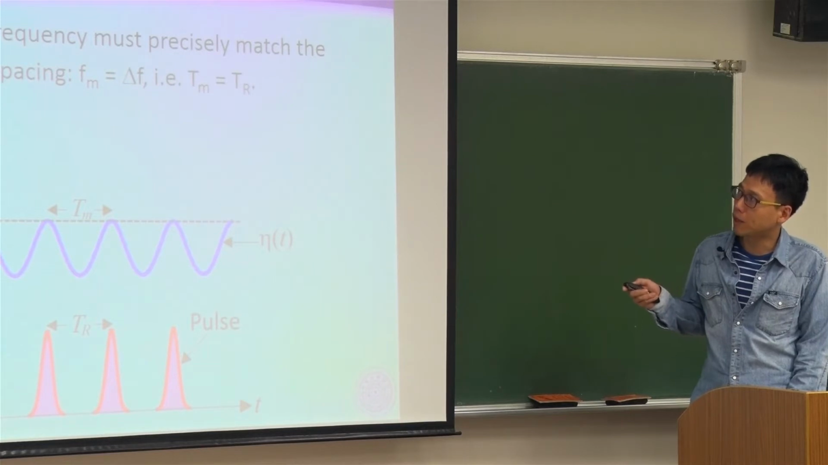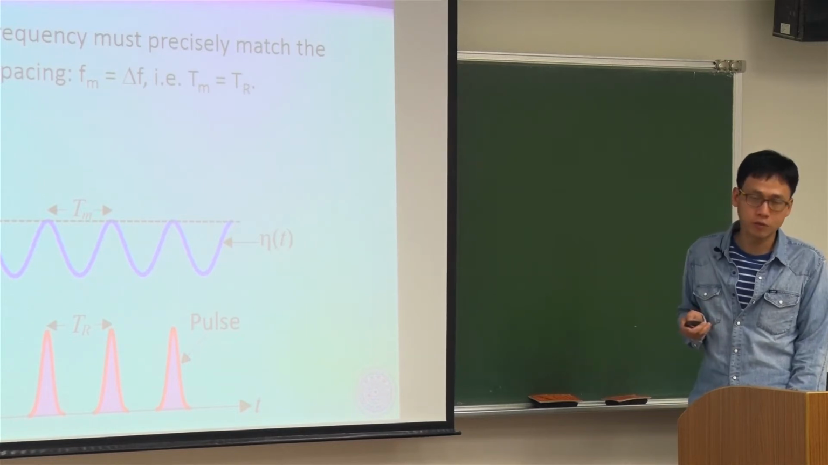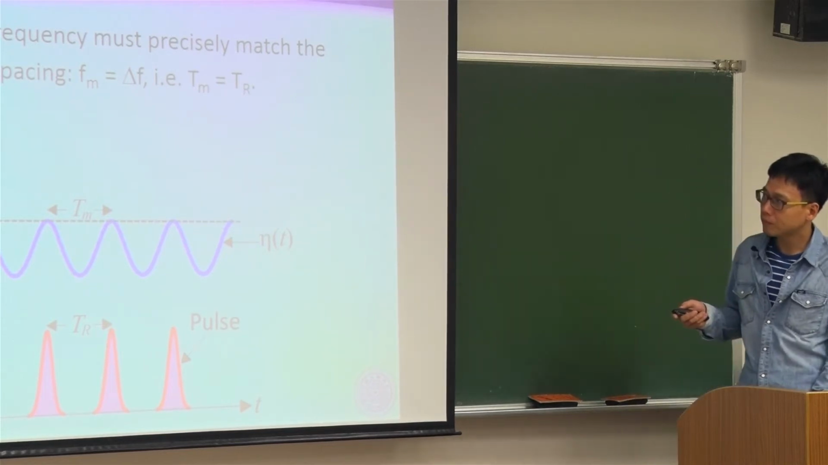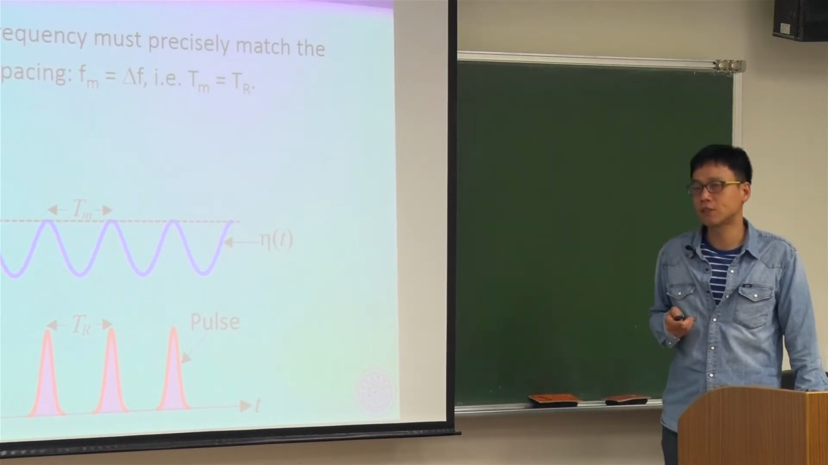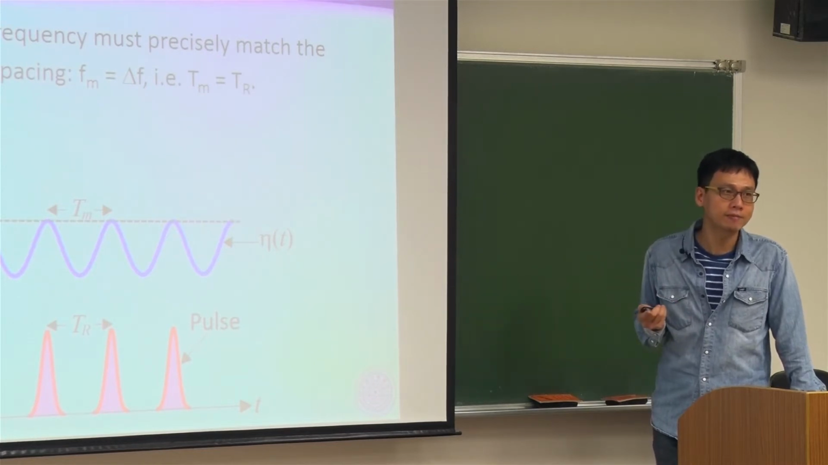Or in time domain, it means T_m equals T_r. What is T_m? The period of the blue curve. Blue curve is the transmission function due to your intensity modulator. The T_r is the repetition period, the pulse to pulse spacing of your laser cavity. These 2 numbers have to be the same. That means synchronization is necessary. Okay?